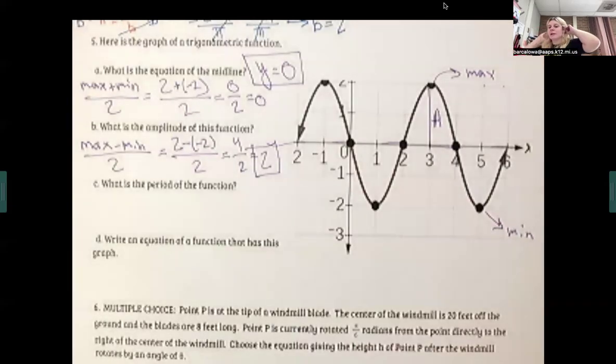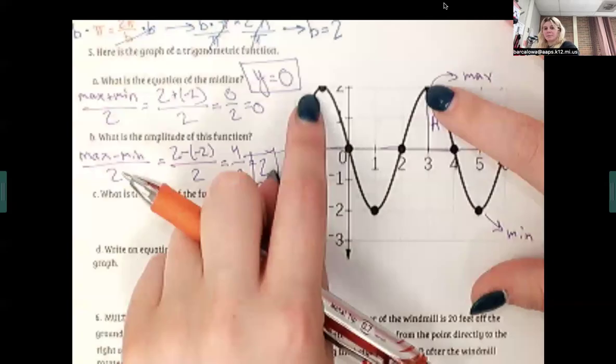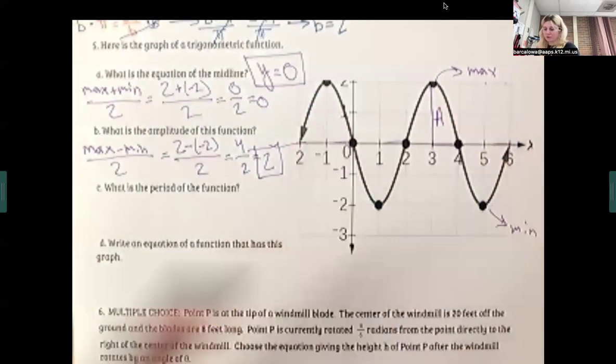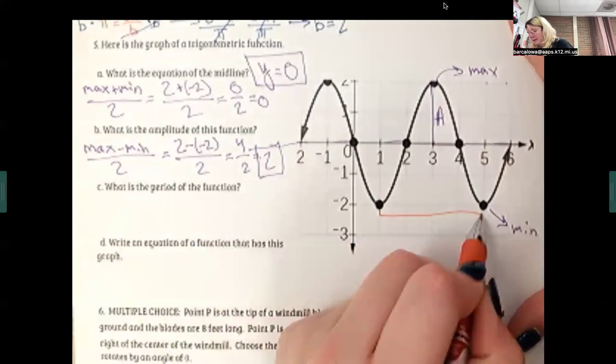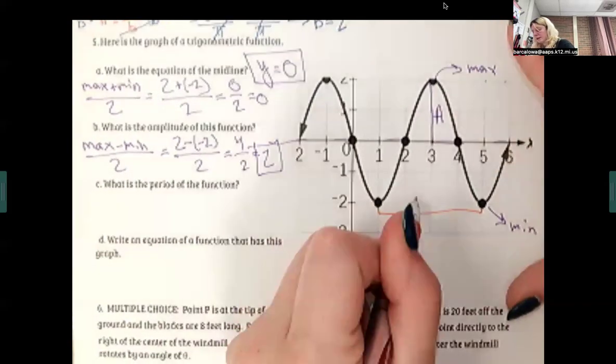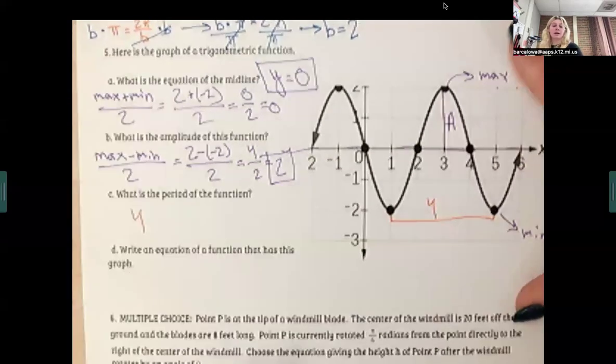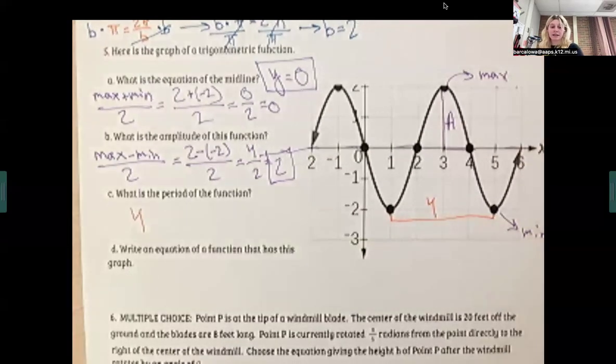Okay, what is the period of the function? Again, from top to top or bottom to bottom. I think I want to do these ones because this has got a negative and I don't like working with negatives. This is a distance from 1 to 5. That's a distance of 4. So the period is 4, not 4 pi. The period is 4. Remember, that is the period, not the b value. That is the period, not the b value.